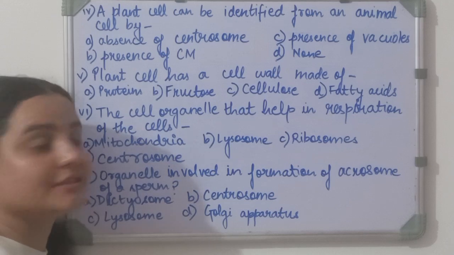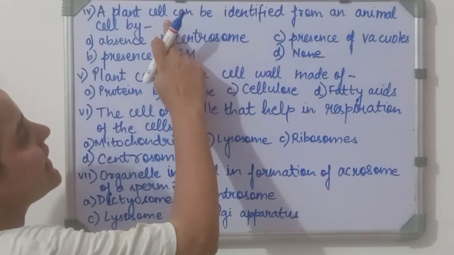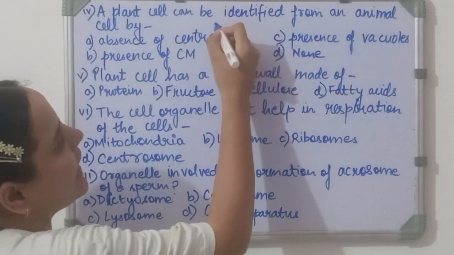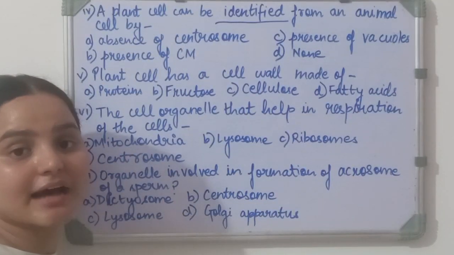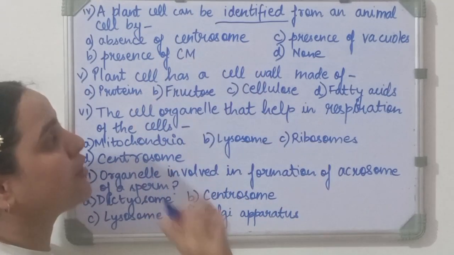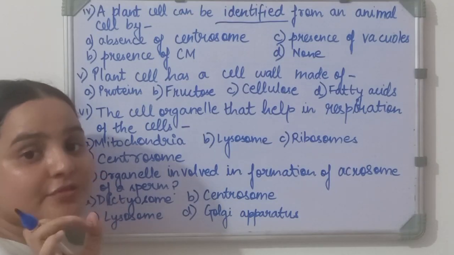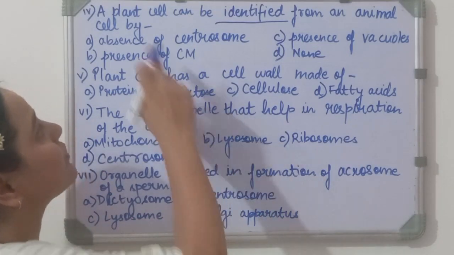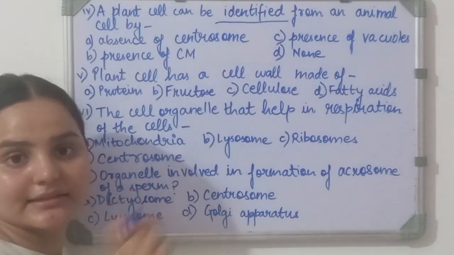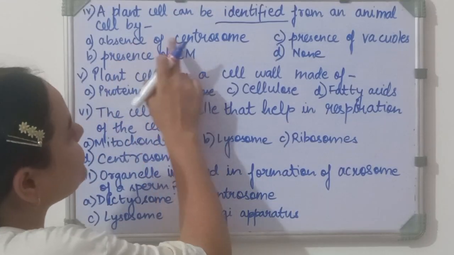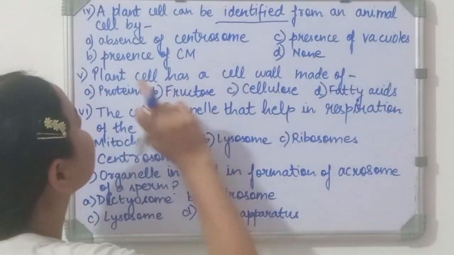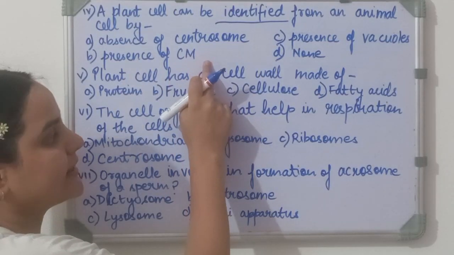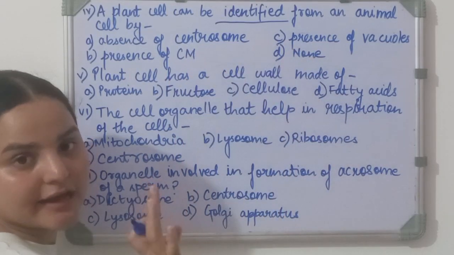Next question. The question is, a plant cell can be identified from an animal cell by. The question is asking which of the following is a unique feature which is specifically found only in case of plant. So let's see the options. Option A, absence of centrosome, option B, presence of vacuoles, option C, presence of cell membrane, and option D, none of the above.